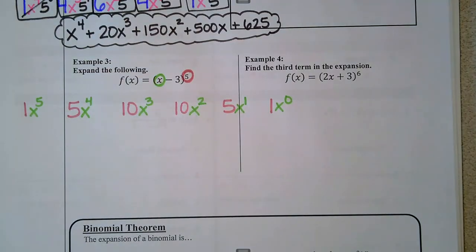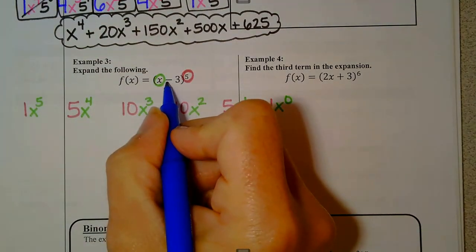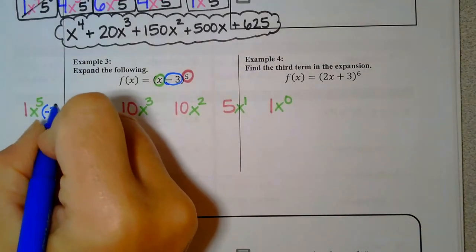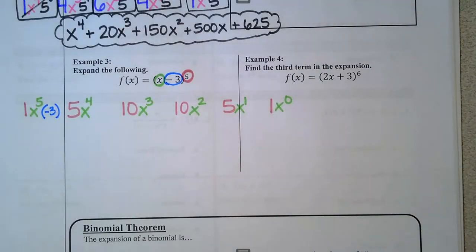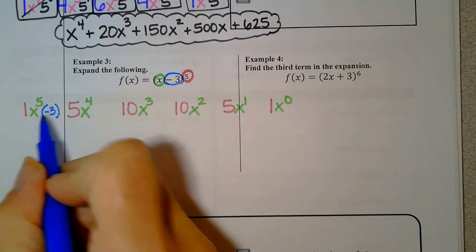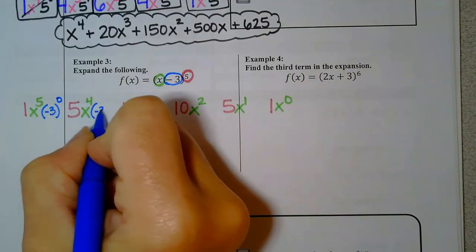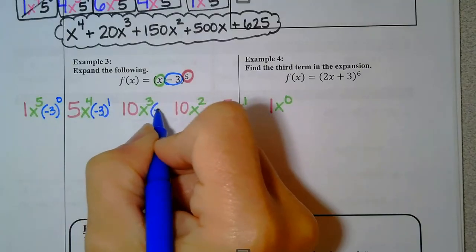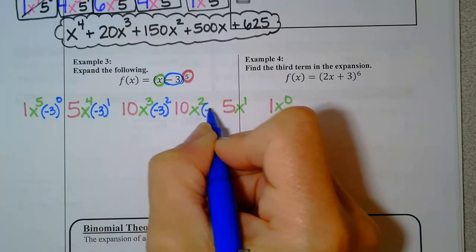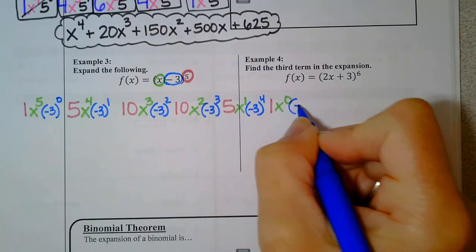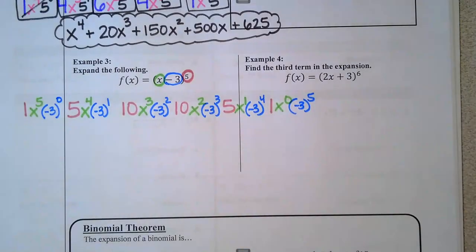And then this -3. Since this is a -3, I put it in parentheses. If it's anything more than a single thing, I put it in parentheses just to trigger my brain that that's a negative, not -3. And then that's going to be a 0. -3 to the 1, -3 squared, -3 to the 3rd, -3 to the 4th, and -3 to the 5th.